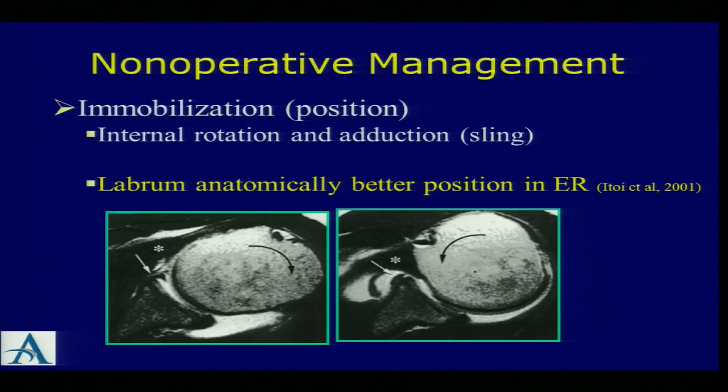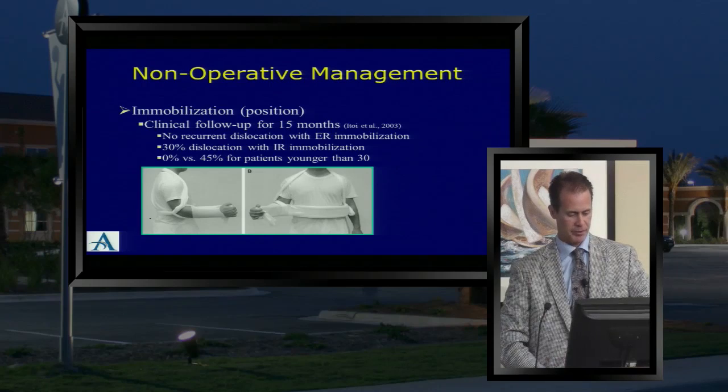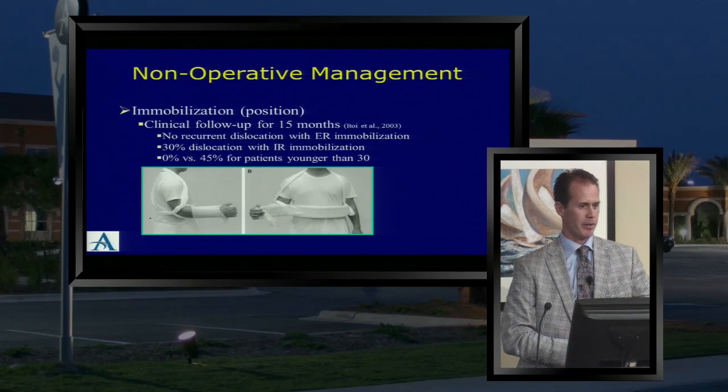So if you look at the picture on the left there, that is an anatomically reduced labral complex with the arm in external rotation compared to with it in internal rotation. Okay, and so he did a study where he looked at a whole bunch of people of varying ages and put them in these abduction external rotation splints and kept them there for closed treatment of their instability, and showed no recurrent dislocations in the patients who were immobilized in this position versus 30% in internal rotation. And actually it was even worse in the younger patients in internal rotation.